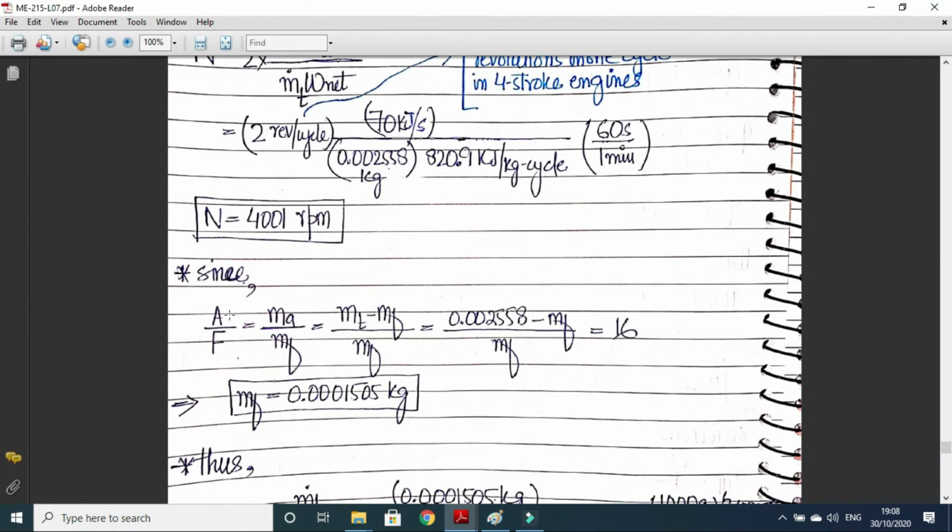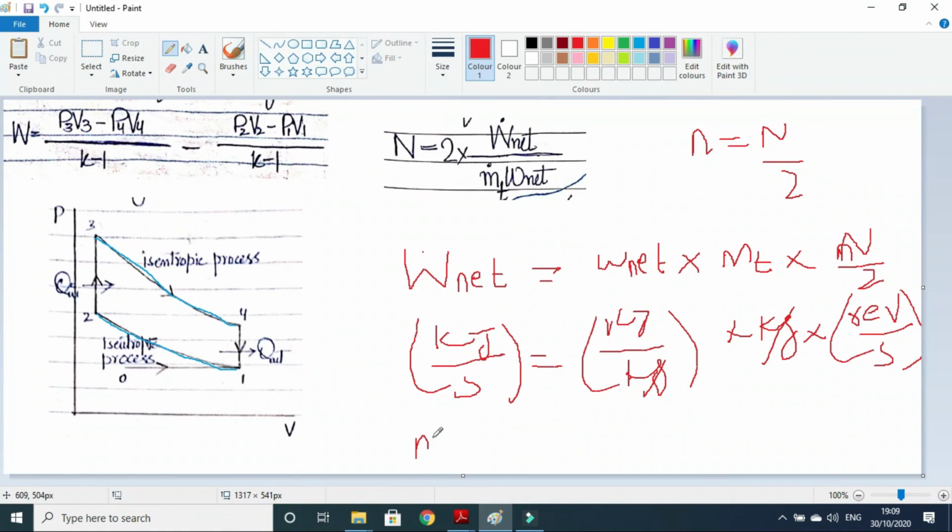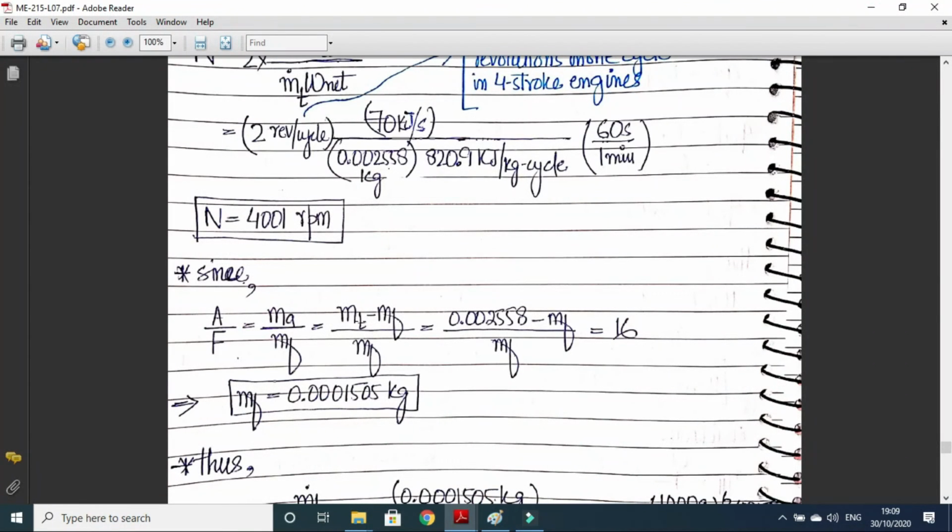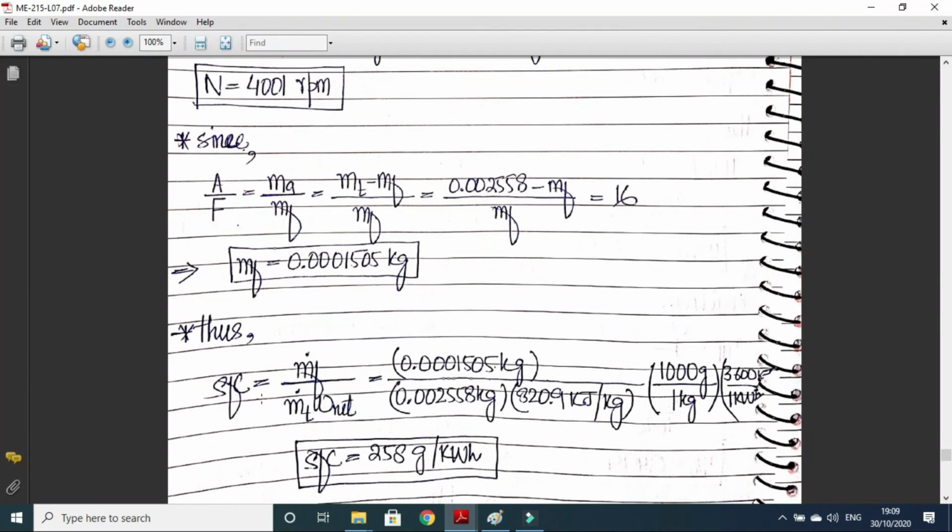By using the air fuel ratio formula, we can calculate the mass of fuel. Air fuel ratio will be equal to mass of air divided by mass of fuel. Mass of air can be written as total mass minus mass of fuel, because MT, total mass, will be equal to mass of air plus mass of fuel. So here MA can be written in terms of MT and MF. We know MT, we know air fuel ratio, so we can calculate MF. And why are we calculating MF? Because we need to calculate the specific fuel consumption, and the specific fuel consumption formula is fuel consumption divided by net work output.